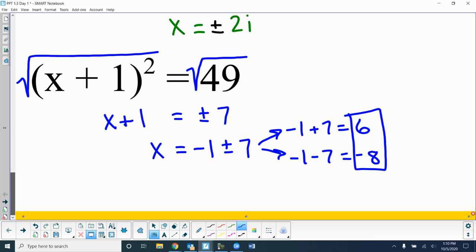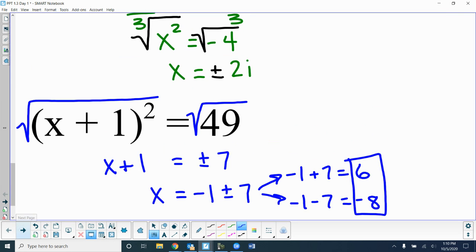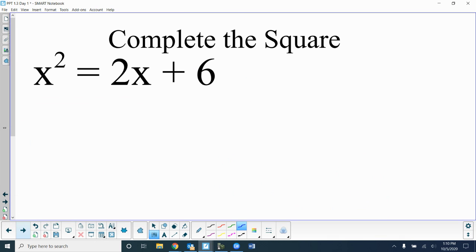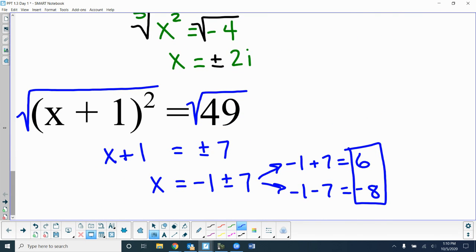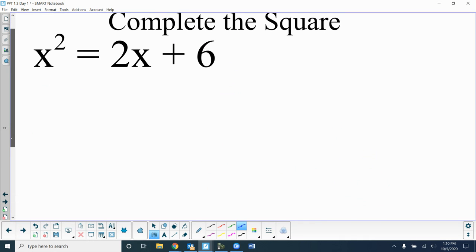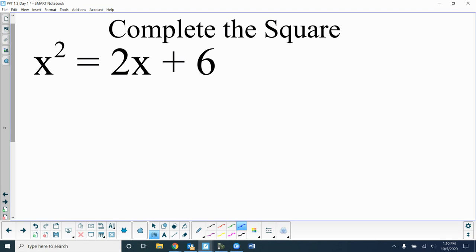All right, so that's two of them, right? What was the first way? Factoring, and the second way? Square root. All right, third way. Complete the square. What we do when we complete the square is we turn this trinomial so that when we factor it, it looks like this last one we did. We're gonna make them look like this, and then finish it like this. We're gonna turn it into a special trinomial that we can factor as one parenthesis squared.